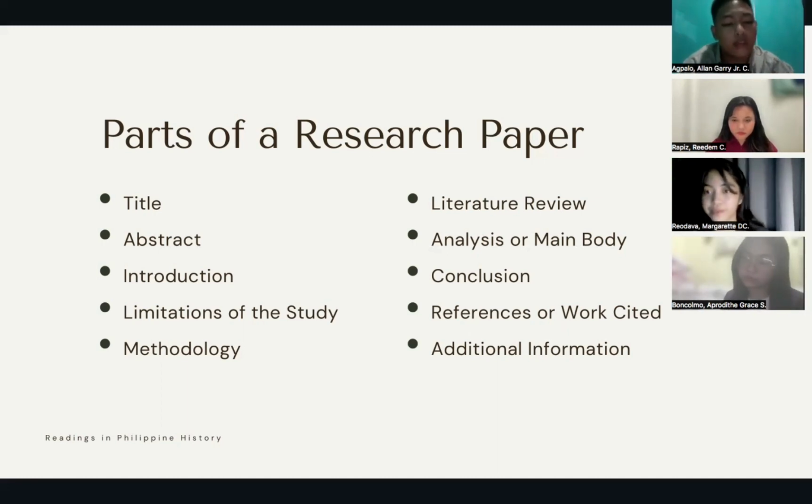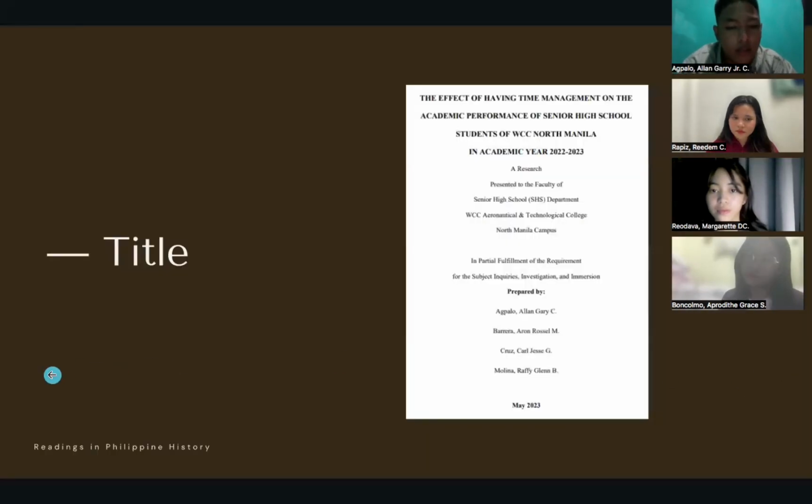And mapunta naman tayo sa abstract. Sa abstract naman, dito naman natin ito yung summarization ng buong research natin. Ayan, ito yung example ng title. Ito yung gawa naman namin sa dati naming school. Ito yung the effect of having time management on the academic performance of senior high school student of WCC North Manila in academic year 2022 to 2023. So, ayan yung naging title namin.